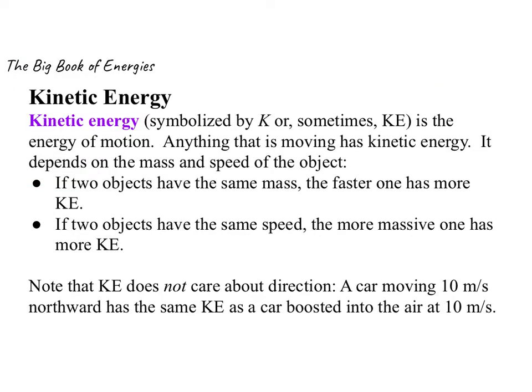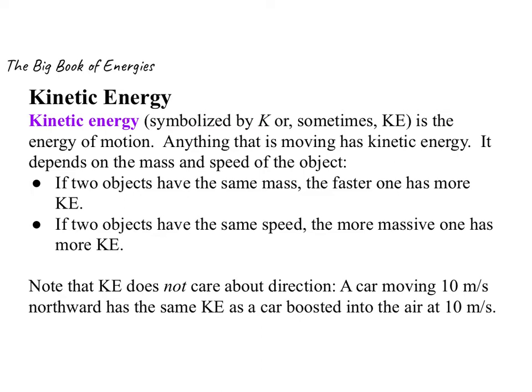Kinetic energy, symbolized by capital K, or sometimes as just the straight letters KE, is the energy of motion. Anything that's moving has kinetic energy. There's a root hint in that, because kinesis, remember, is the Greek for movement. Kinetic energy depends on the mass and the speed of an object. If two objects have the same mass, the faster one carries more kinetic energy. And if two objects have the same speed, the more massive one has more kinetic energy.